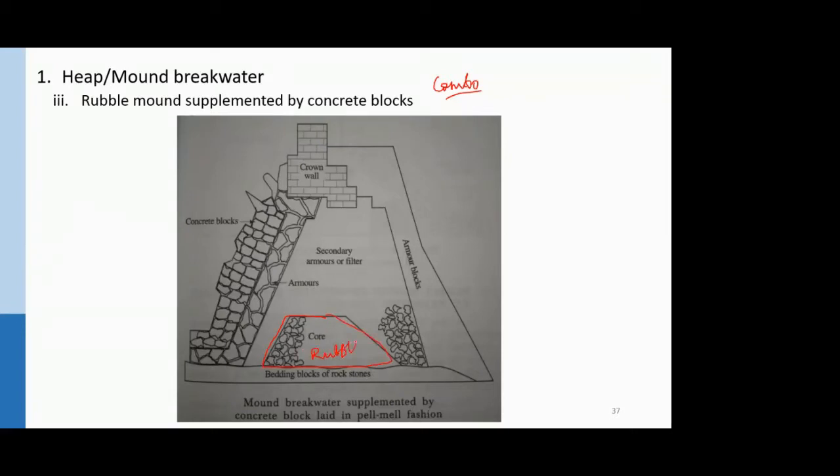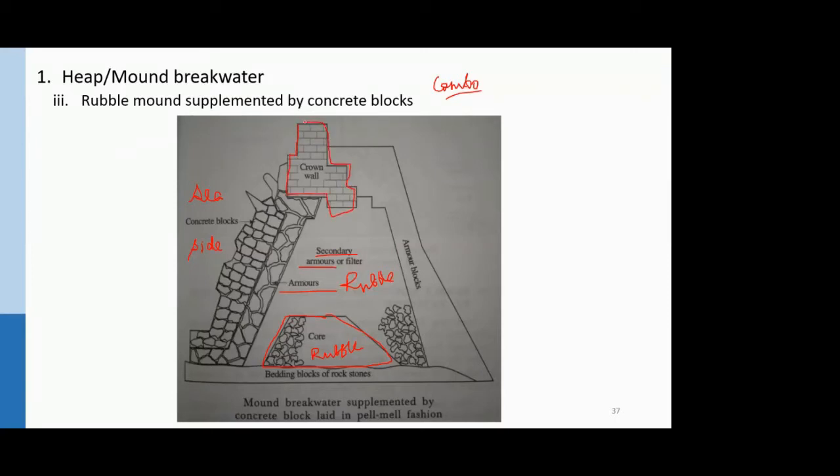Then again, the armor layer and the secondary armor, all this is made up of rubble. And on the sea side, what you have here, the concrete blocks are used. They are arranged in such a way.